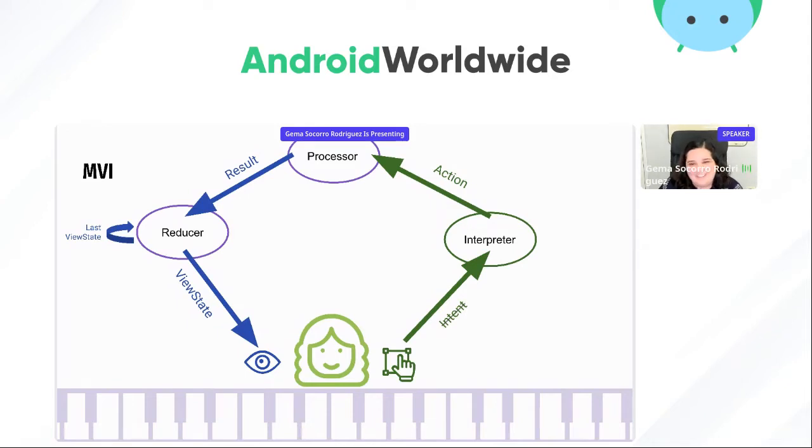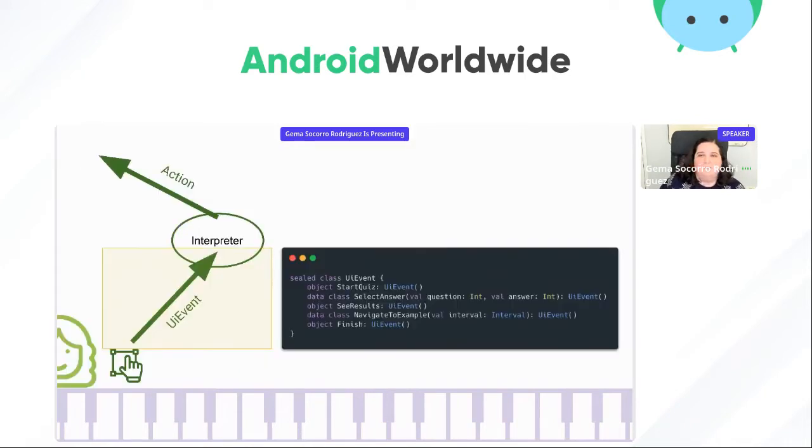I don't like to use intent, as I said, so I prefer using UI event, because for our Android minds it's easier to refer to it. So let's start with every part of this flow. Let's start with the UI event, interpreter, and action part.